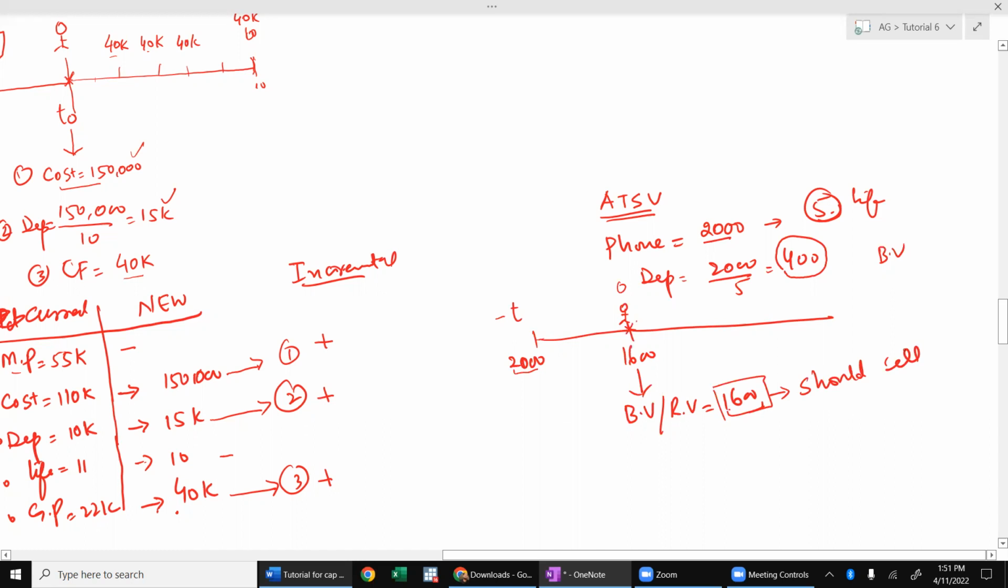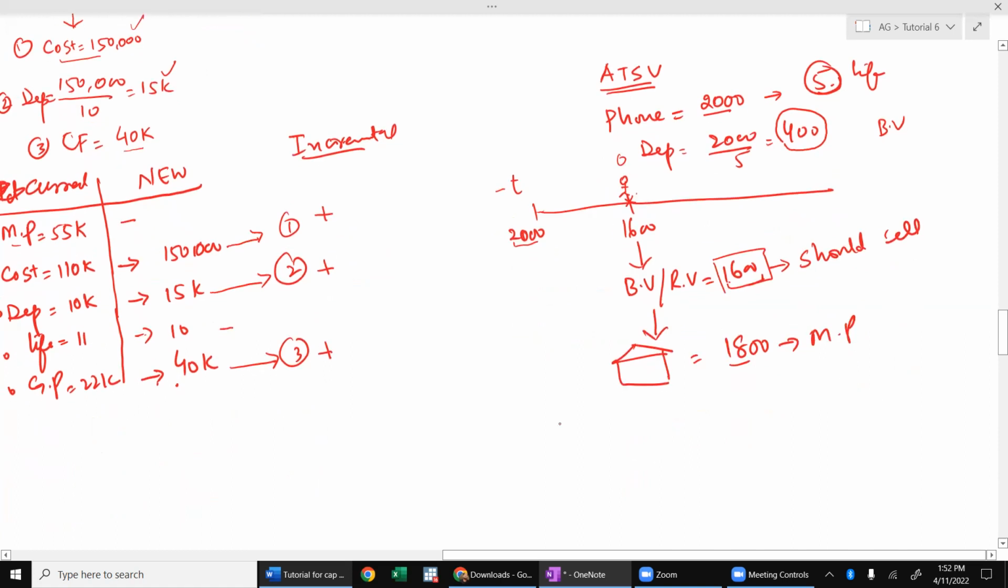But it is not the case every time that the market buys the phone at the book value, right? For instance, now we want to sell this phone and buy a new one. If you go to the market and want to sell this phone, let's say the market gives you a price of 1,800. So you will be happy to sell because you were thinking to sell it at 1,600 at least, but the market is giving you 1,800. So how much is the difference? What is the capital gain or capital loss?